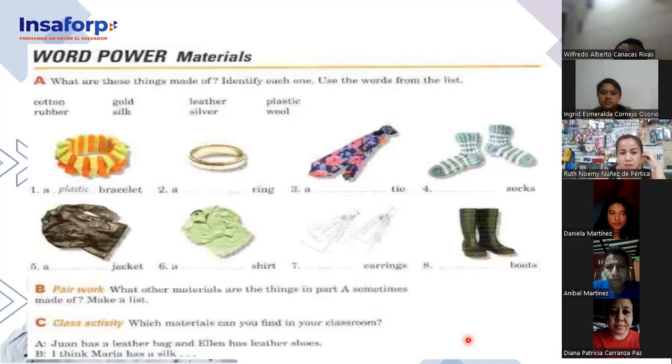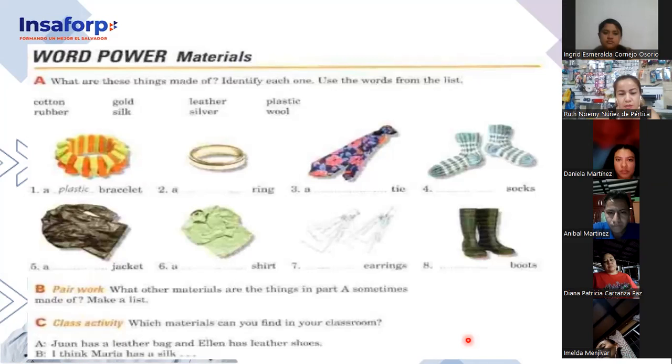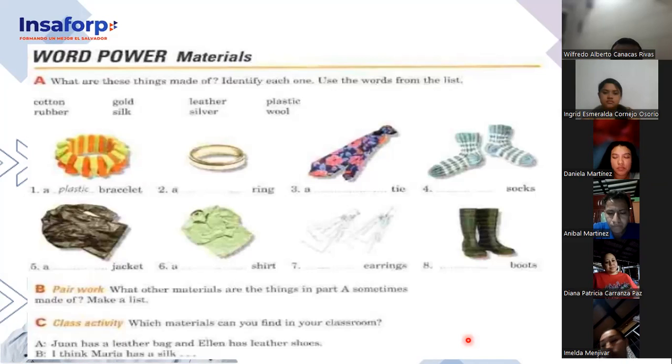Emily has earrings, aretes. Earrings. Okay. But what are they made of? ¿De qué son hechos? You can say Emily has silver earrings. Okay. Gold. Okay, gold earrings. Emily has gold earrings. Okay. Thank you.